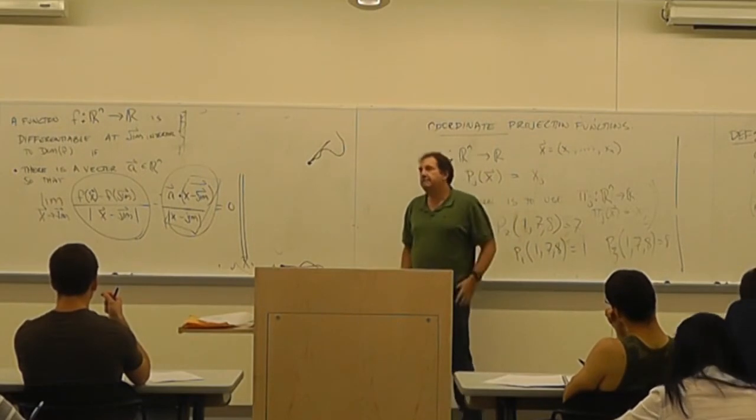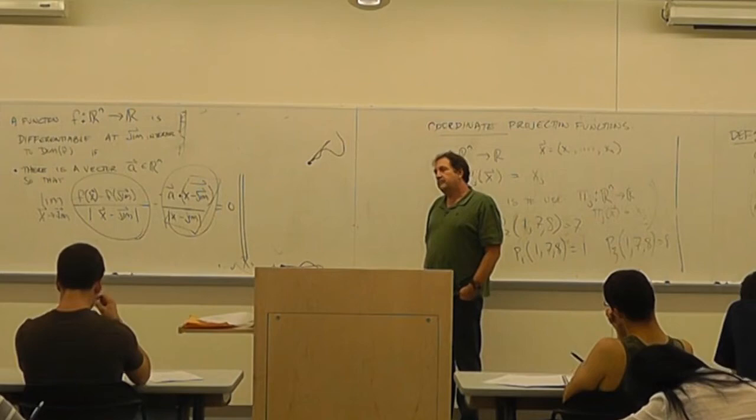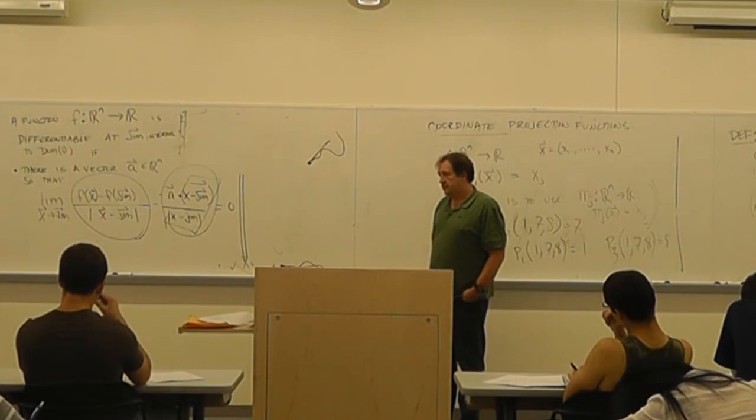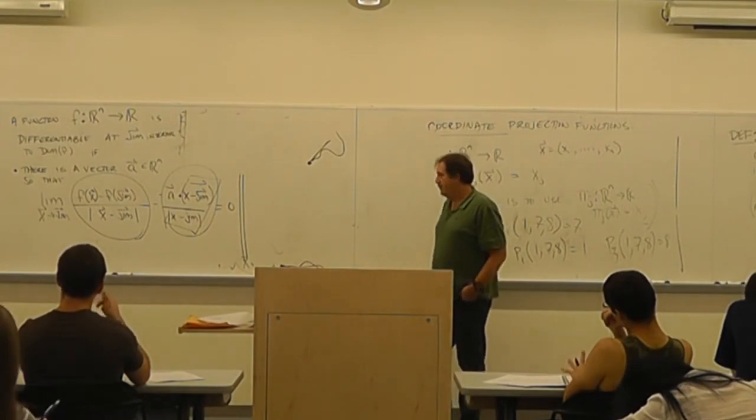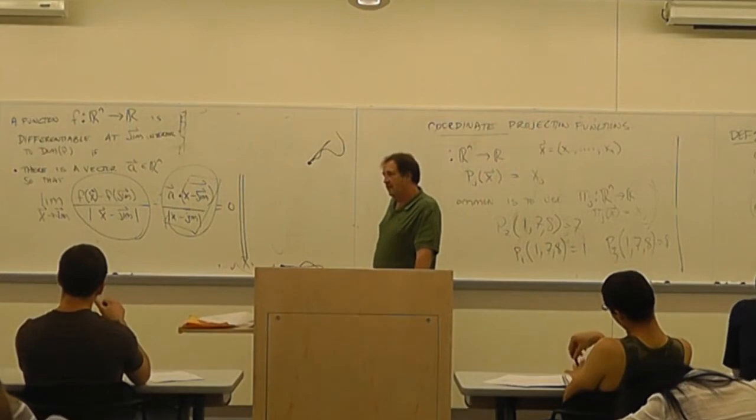So the limit is only going to be equal to zero if the top is equal to zero, and the top's only equal to zero if the two sides are equal to each other. So why do you even need the bottom part of the limit at all?